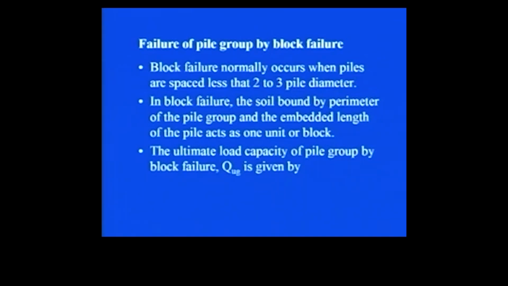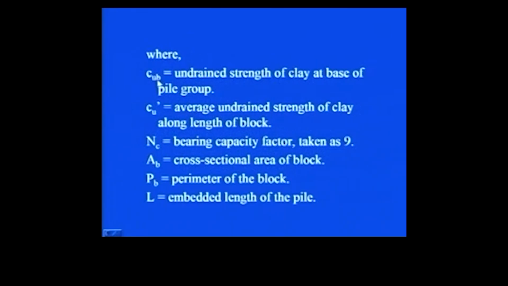Then in that case, the ultimate load capacity of the pile group by block failure, that is QUG, where G stands for group, is given by this expression: QUG is equal to CUB into NC AB plus PBL into Cu prime. Now, let us see what exactly these terms are. CUB is the undrained strength of clay at the base of the pile group.